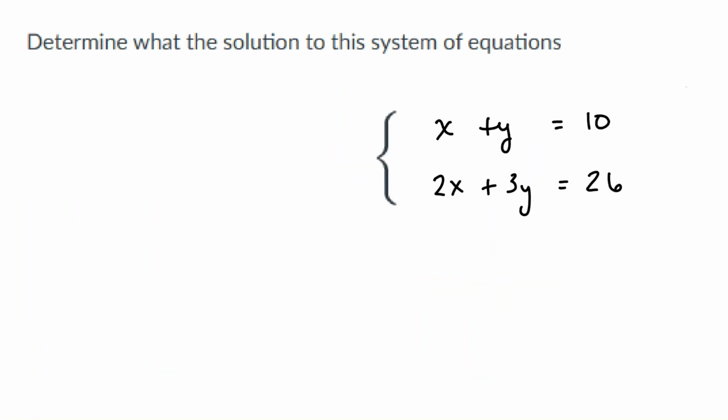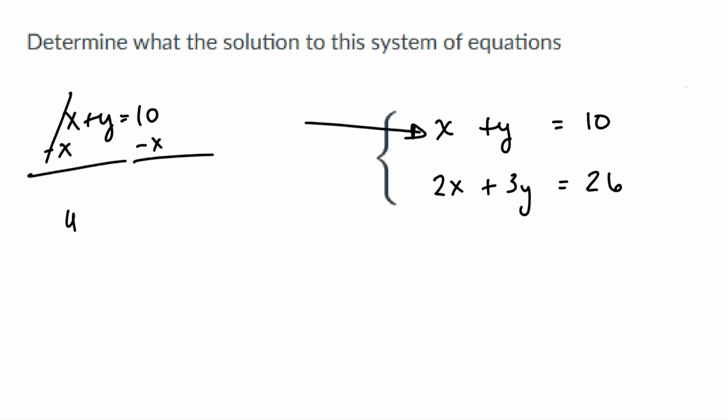So here we're asked to determine what the solution is to the system of equations, and we've got two main methods we use, elimination and substitution. Based on how the problem's written, we might prefer one to the other. So here, I think this could be a good choice for substitution, because for the first equation, x plus y equals 10, I could quickly get y by itself by subtracting x from both sides. Y equals 10 minus x.